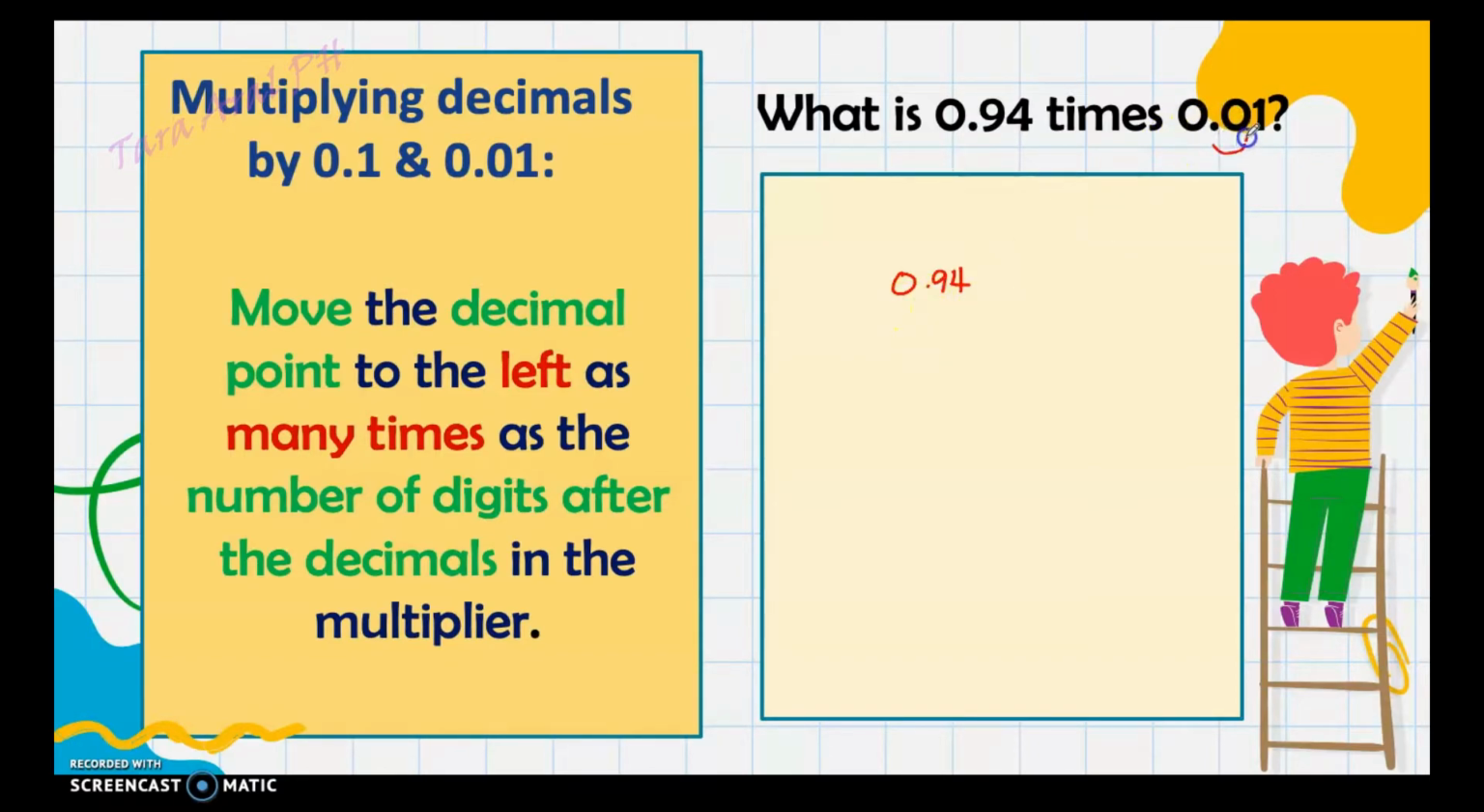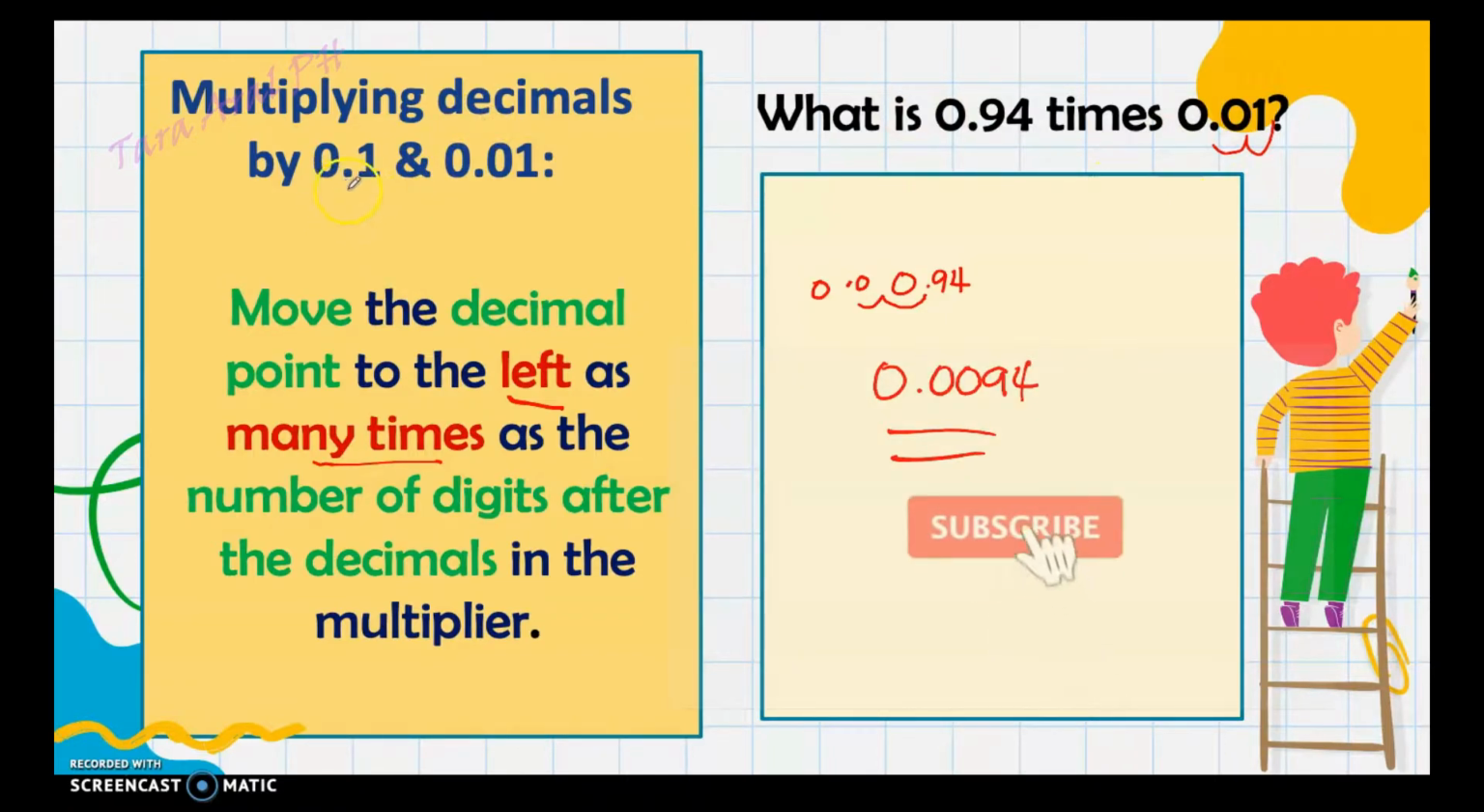So we have here 1, 2. We have 2 decimal places. From here, the decimal point of this 0.94, we also move 2 places, 1, 2. Then our decimal point is here, and our answer, what is 0.94 times 0.01? The answer is 0.0094. Okay, so we already multiply it without multiplying it manually. All we need is to move the decimal point to the left as many times as the number of digits after the decimal point in the multiplier. That is, if the given other factor is 0.1, 0.01, 0.001, and so on.